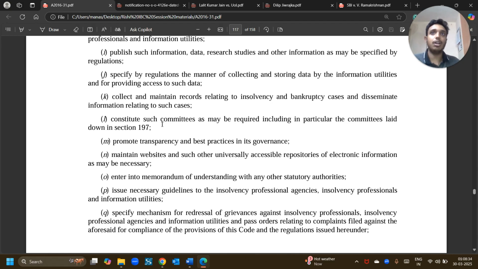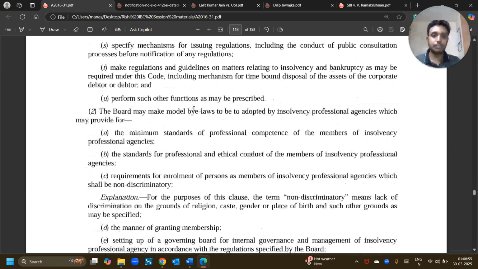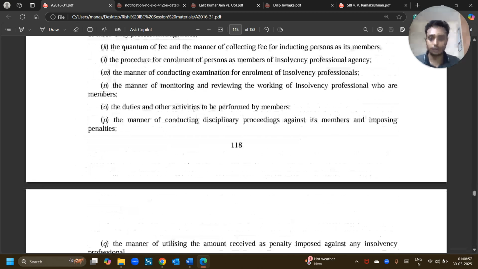You need data on how long it is taking for proceedings to complete, how the general conduct of the proceedings is, how it is beneficial to the creditors or to the debtors or to the stakeholders, and how they are being impacted. All of this is much required. Therefore, this duty of the IBBI is stretched upon even in the chapter that we've just seen.